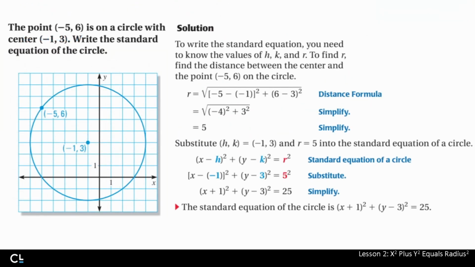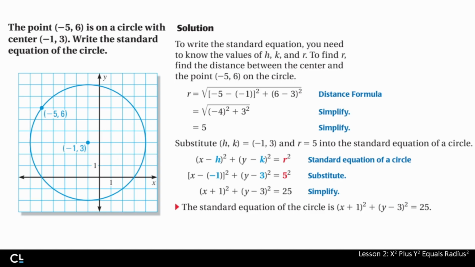So next up, we have an example problem here. It says the point negative 5, 6 is on a circle with the center negative 1, 3. And it asks us to write the standard equation of the circle. Now, this one's a little more difficult because we don't have our radius. So you first need to find the radius using the distance formula, right? And that's what they do here.